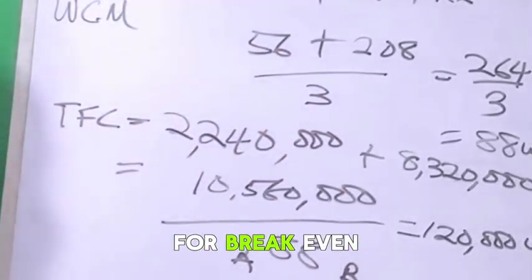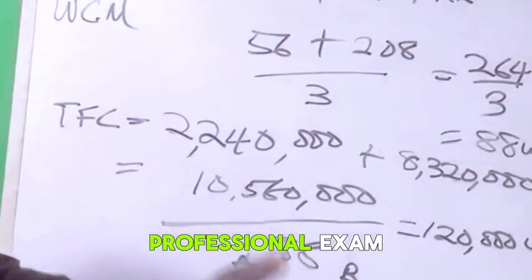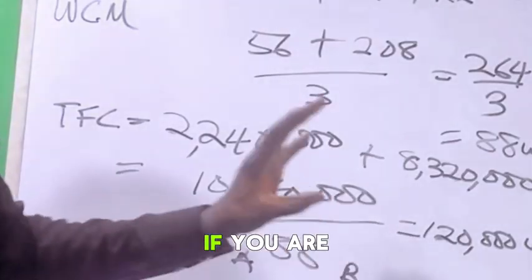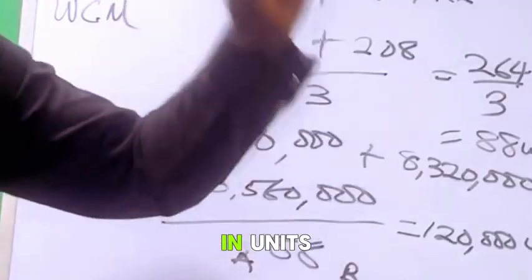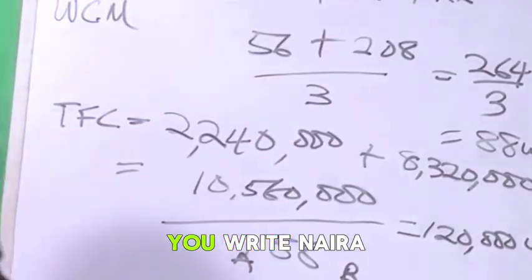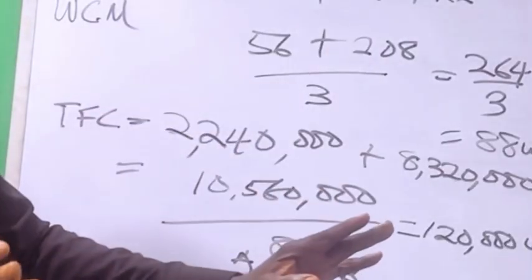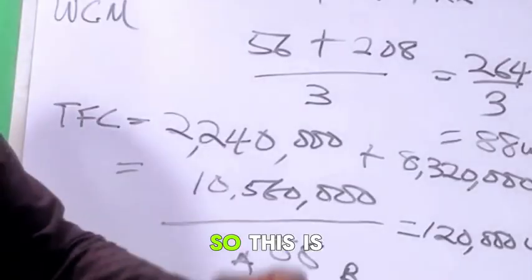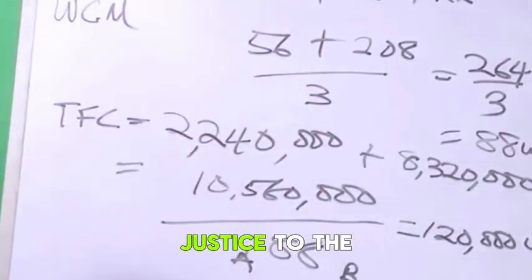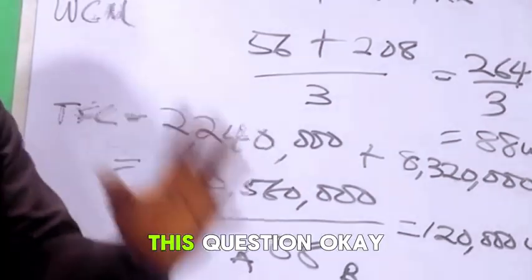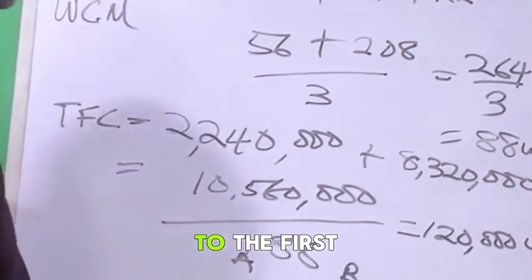Don't mix up naira with units, please. This is a professional exam. If you are asked to get break-even point in units, don't go and write naira. If you write naira, you may be wrong. In the exam, in fact, you are wrong if you put naira. So this is units. So we have done justice to the first part of this question.